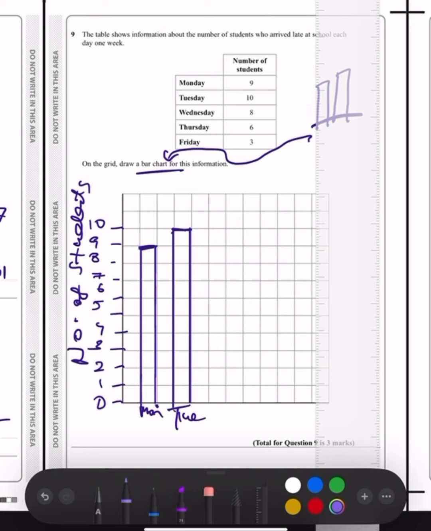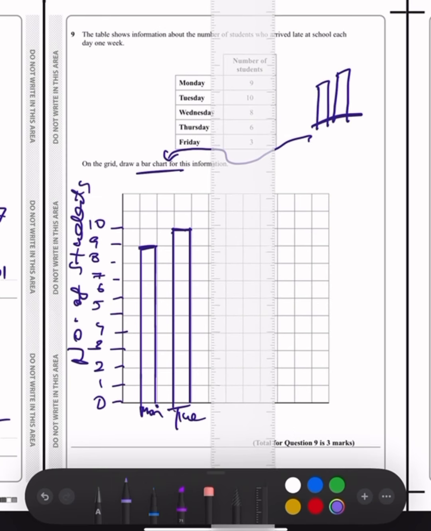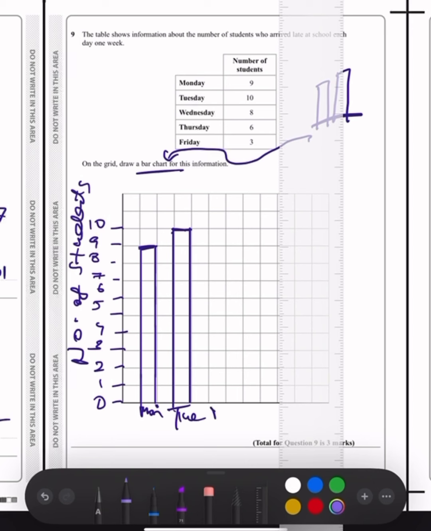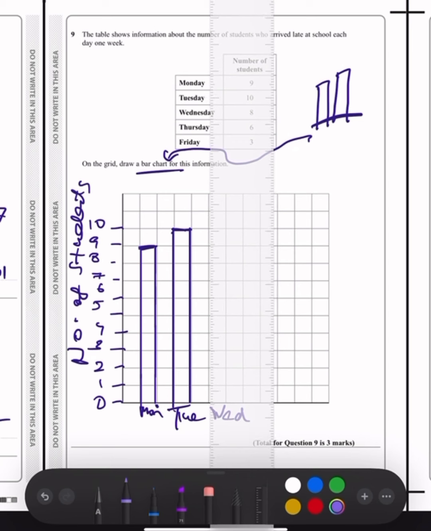In the next one, we have an 8. We can see it very clearly. So for Wednesday, first we mark it as Wednesday. So we take this one and mark it as Wednesday.